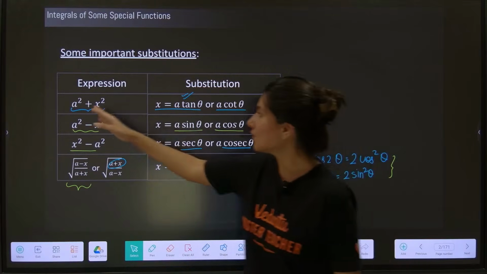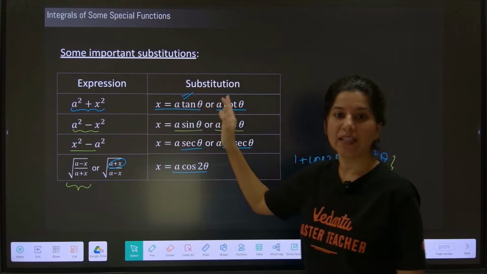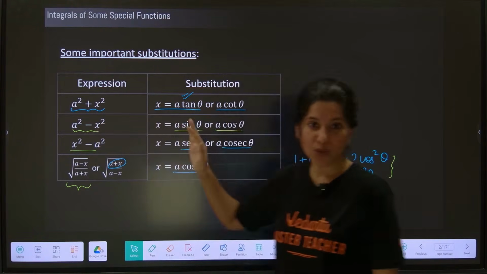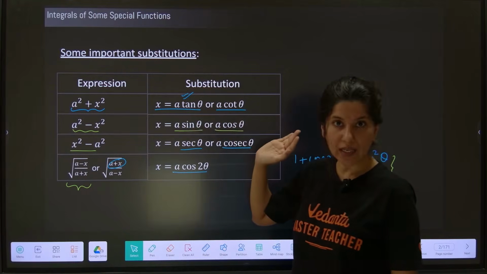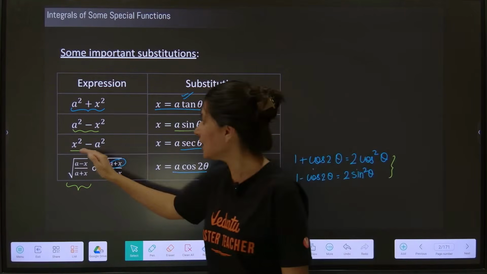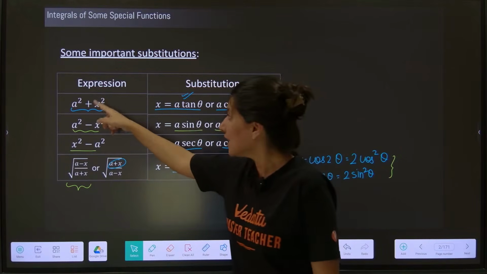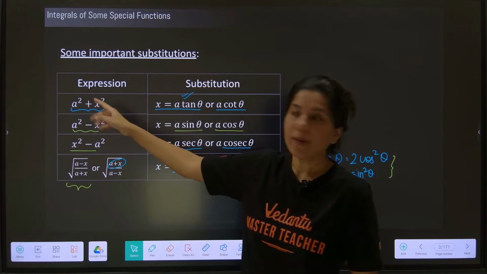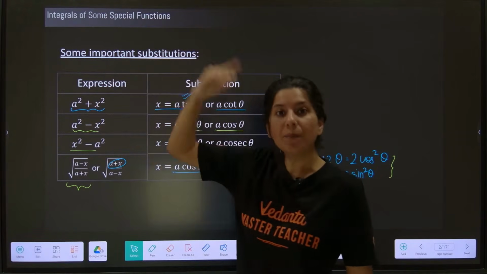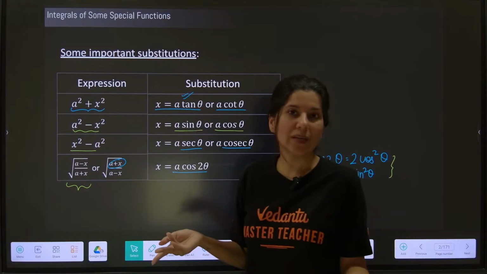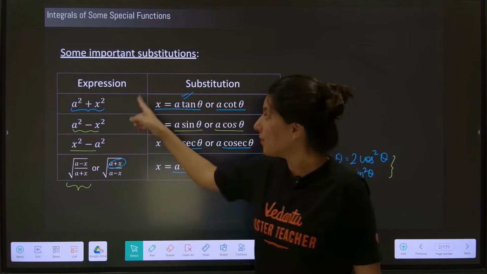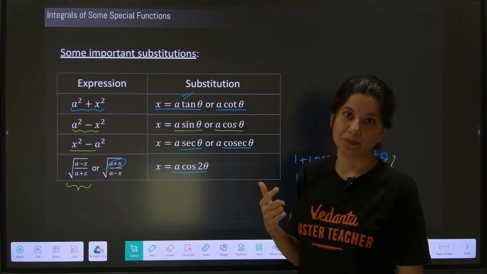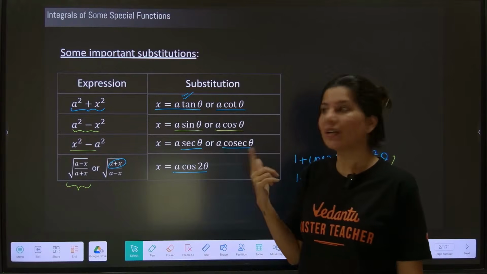Whenever you see a square plus x square, what do you put? A tan theta or a cot theta. Whenever you see a square minus x square, what do you put? A sin theta or a cos theta. Whenever you see 1 plus x square, understand, if you put sin theta, it will not work. Why? Because it will then become 1 plus sin square theta, which is not making any sense. But 1 plus tan square theta is an identity, which is sec square theta. That's why. You don't have to remember it. You just have to understand it.